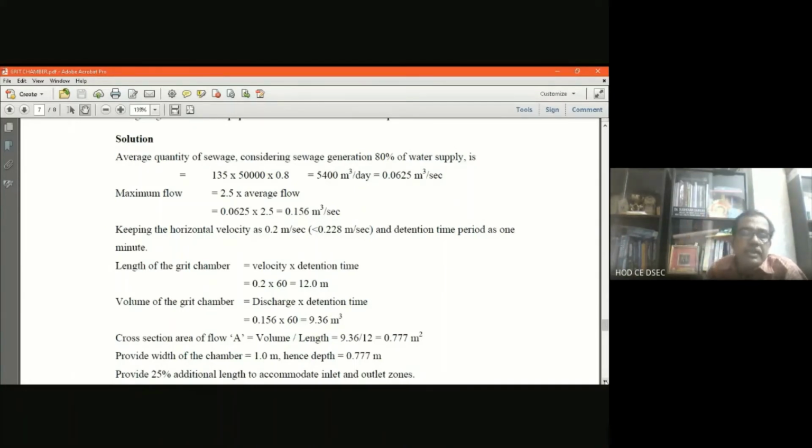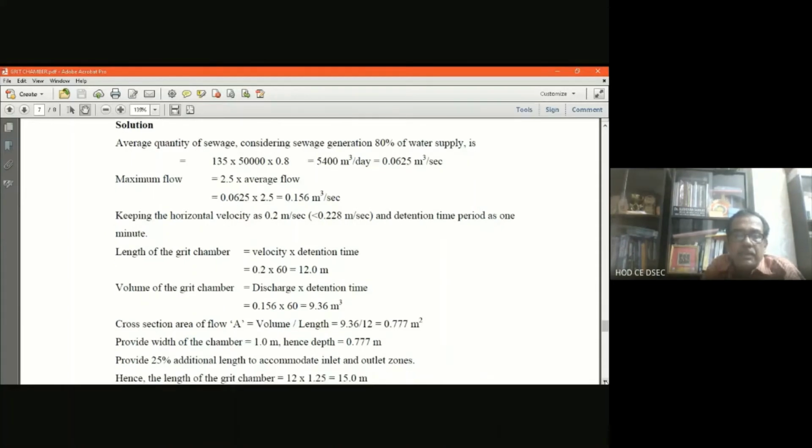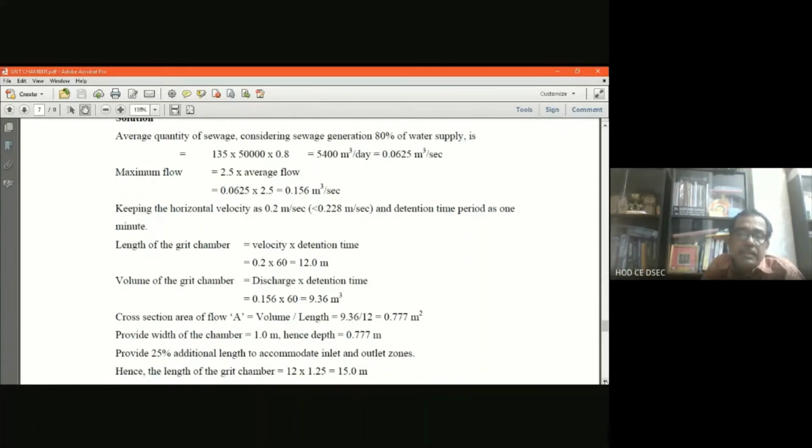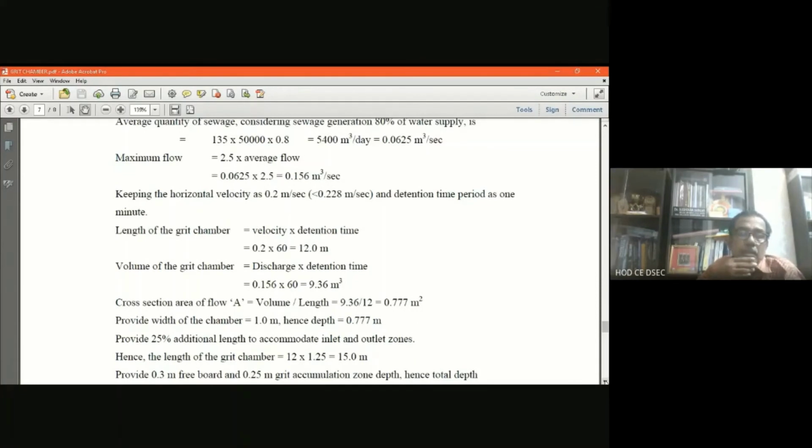Now what is the cross section area of the flow? Cross section area of the flow is volume divided by length, which is nothing but 0.777 meter square. Now the width of the chamber assumption was also there, 1 meter you can assume. Hence the depth of the flow, the depth of the water, is area divided by width, that is 0.777 meter. So this is the portion of the length for the settling zone I am talking about.